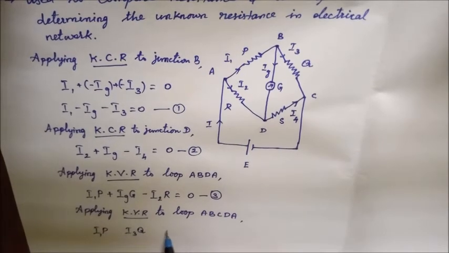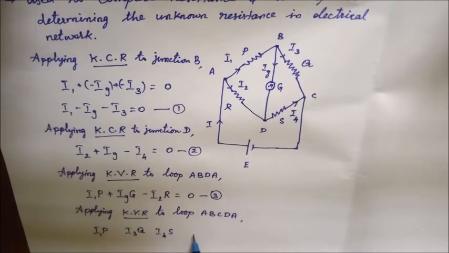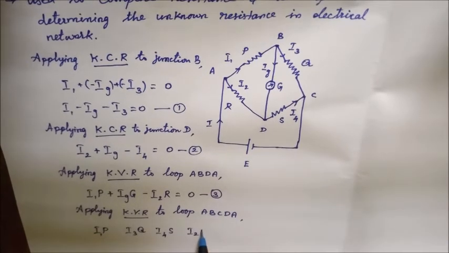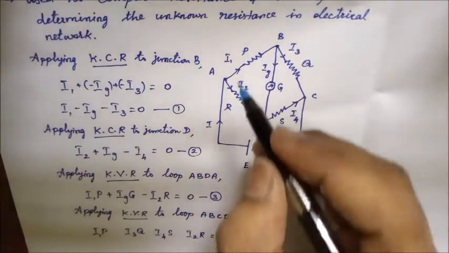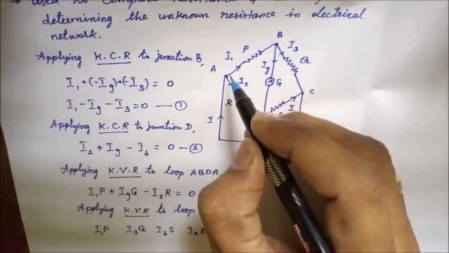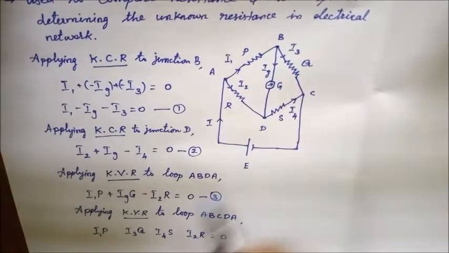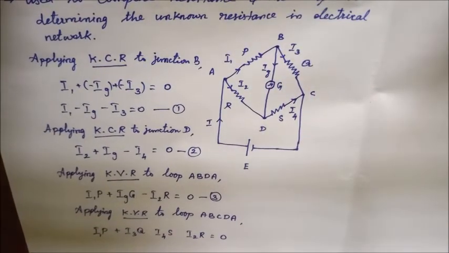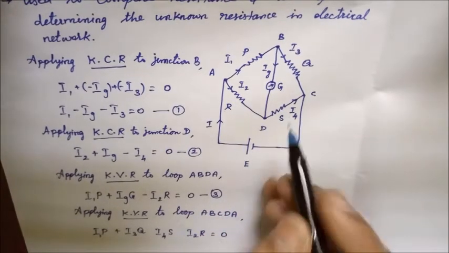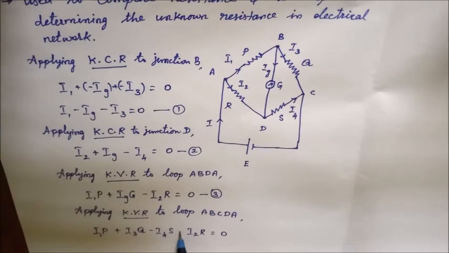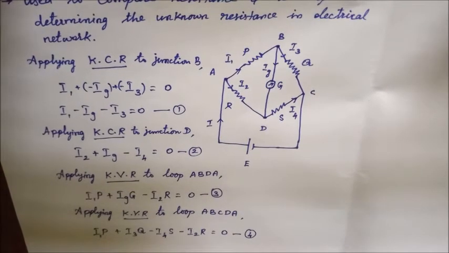I3Q, then I4S, then I2R, which is equal to 0. And in this we have to apply the sign convention. So I1P and I3Q are moving in the clockwise direction, so they are positive. But I2R and I4S are moving in the anti-clockwise direction, so they become negative. And this is equation number 4.